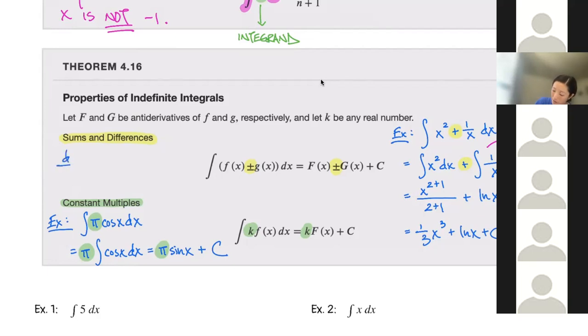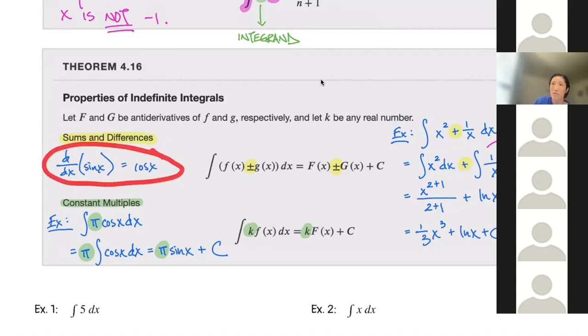Right? The derivative of sine is cosine. Yeah. And that's where things start to get tricky: is it positive? Is it negative? And to answer that question, the better you know your derivative rules, the easier it is to kind of go backwards, okay?